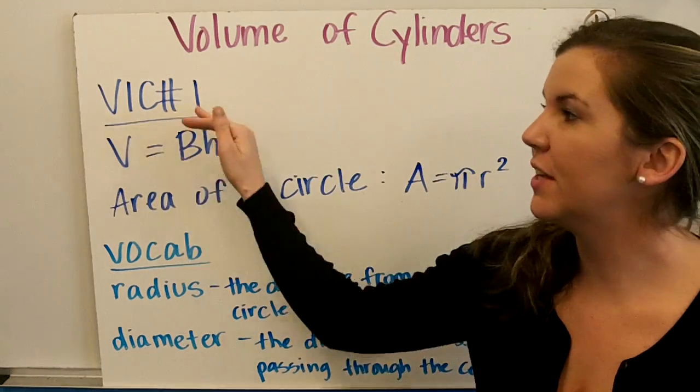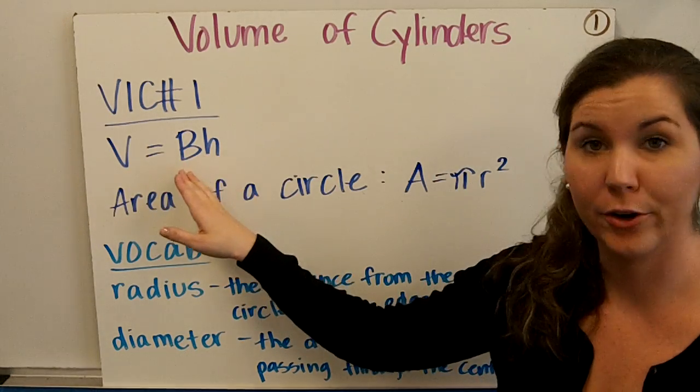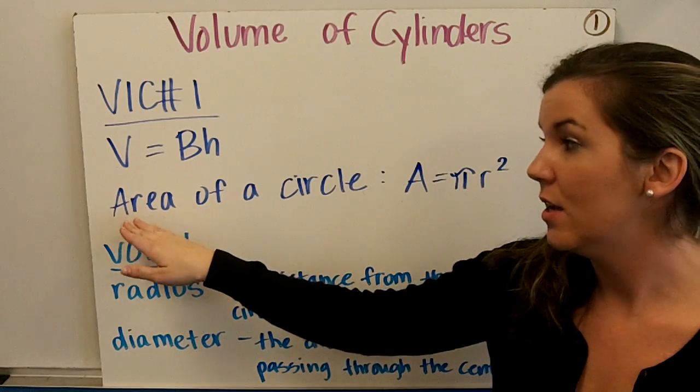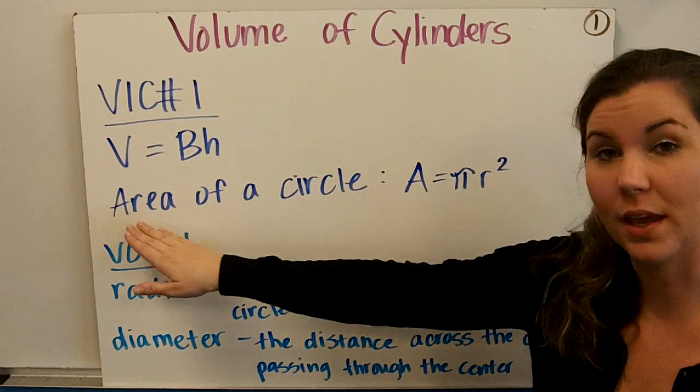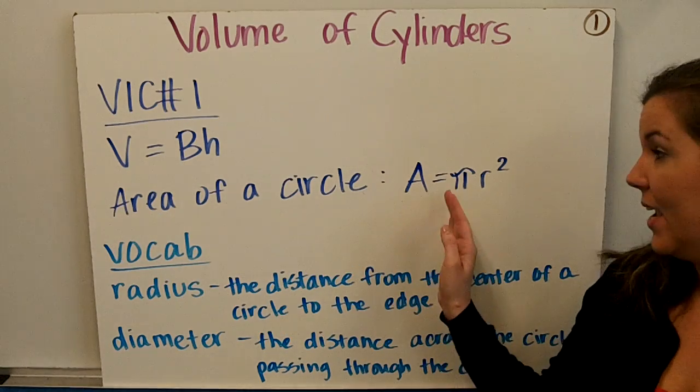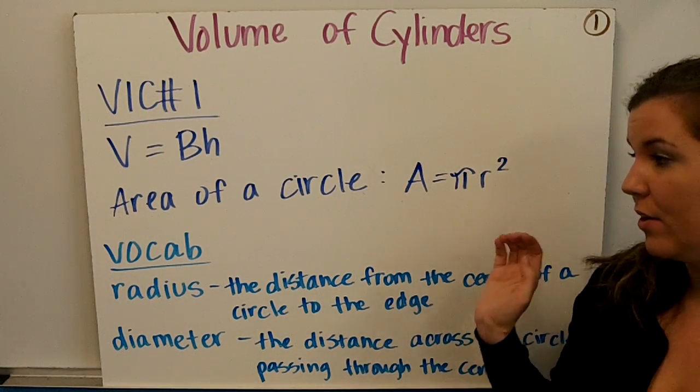Volume of cylinders. Big idea number 1: Volume is equal to the area of the base times the height. So we're talking about cylinders, and the base of a cylinder is a circle. The area of a circle is A equals pi r squared.